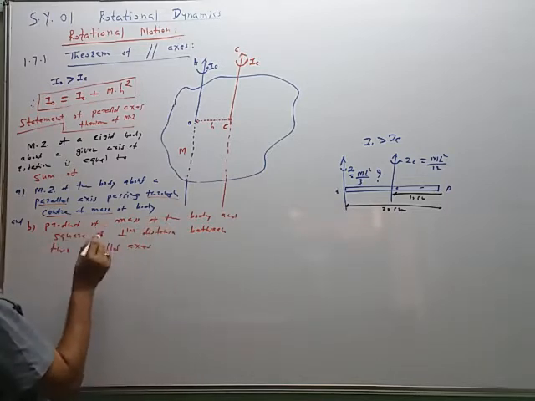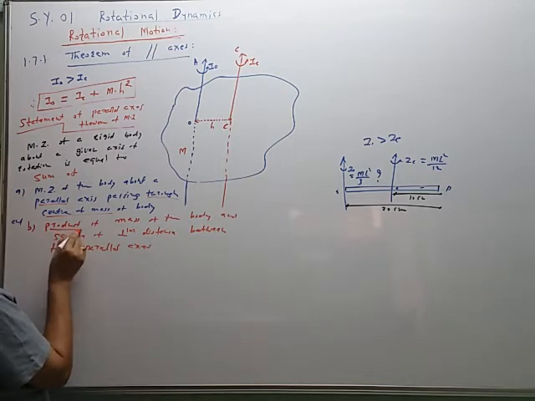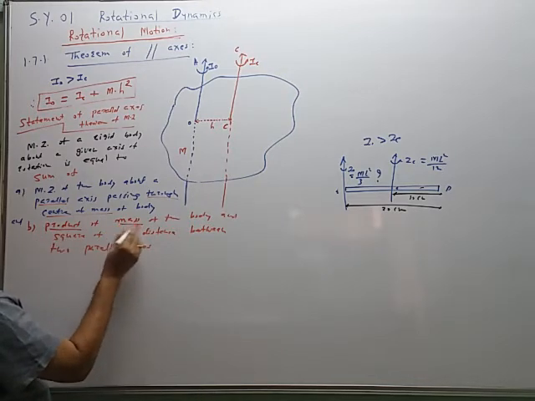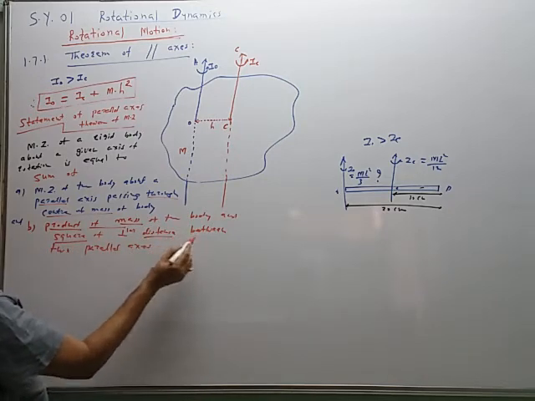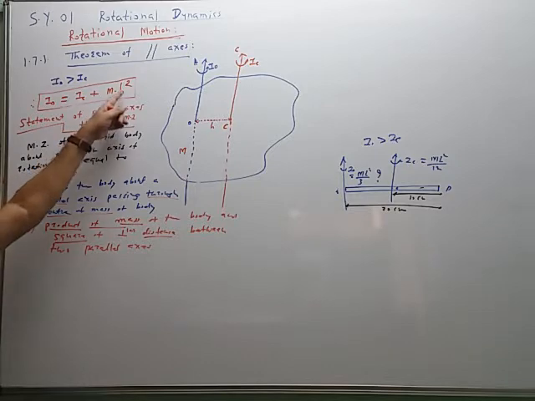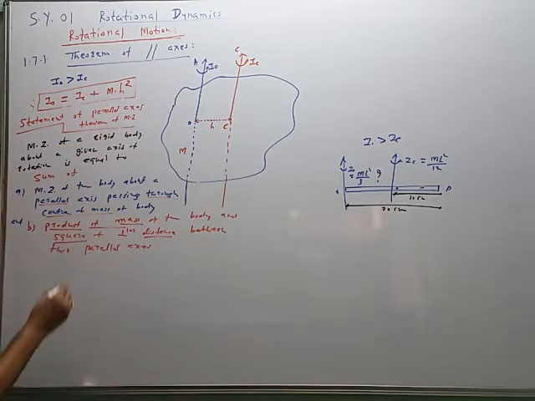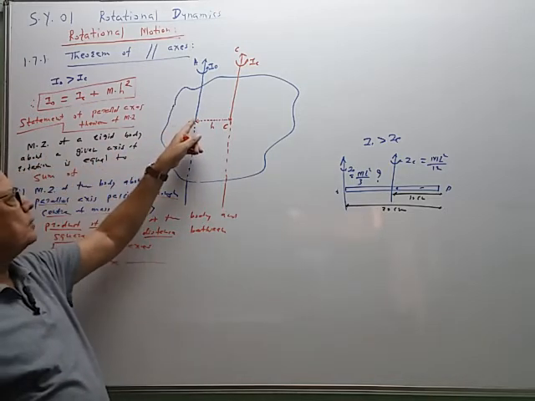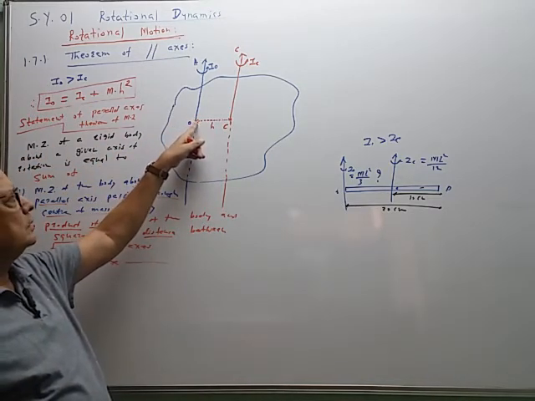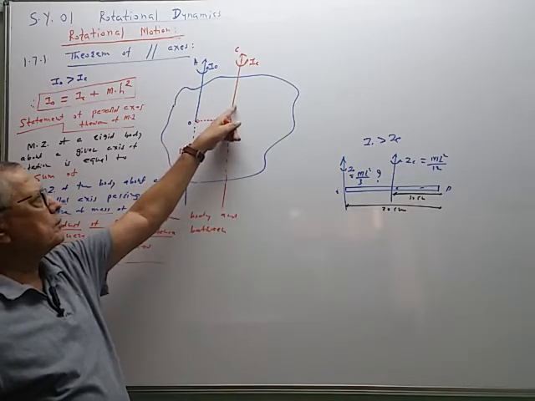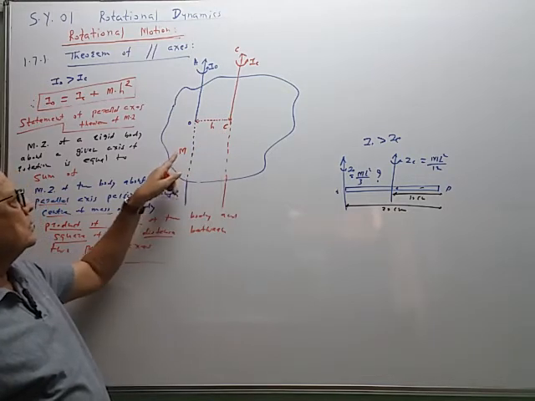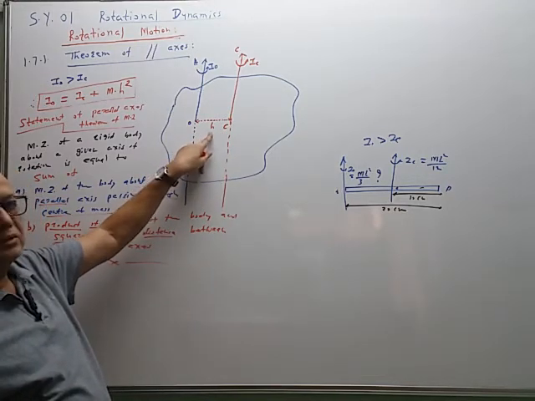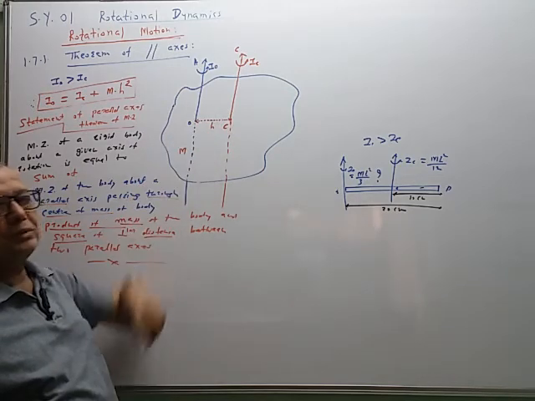So in the second part, these words are important: product of mass and square of distance. Mass and square of distance. The distance is given like this. So this is the statement. Check the statement. MI of the body about a given axis of rotation is equal to the sum of MI of the body about a parallel axis passing through its center of mass and the product of the mass of the body and the square of the perpendicular distance between the two parallel axes.